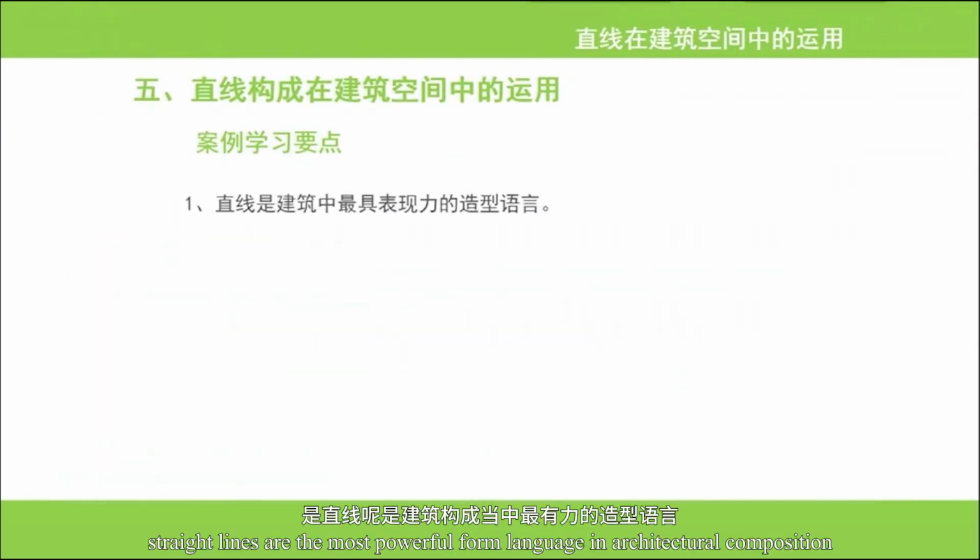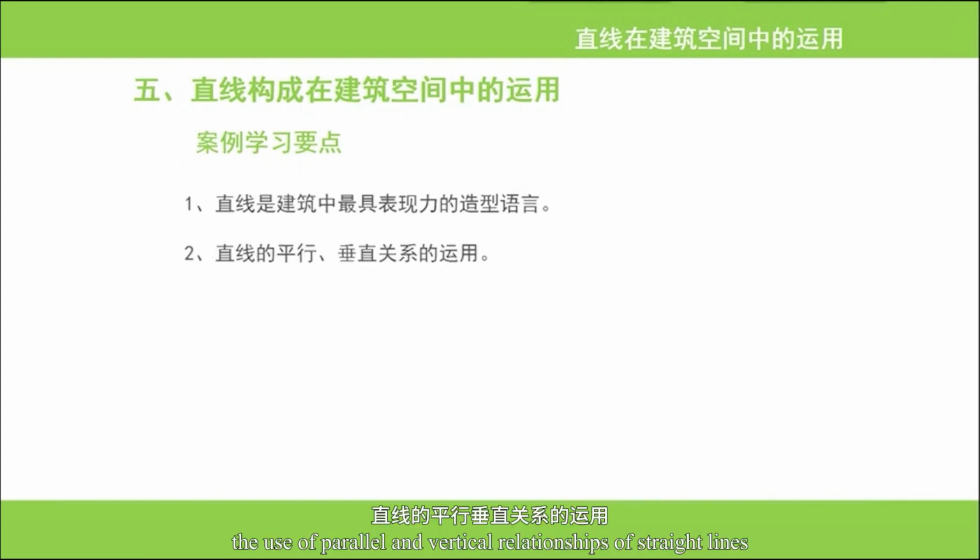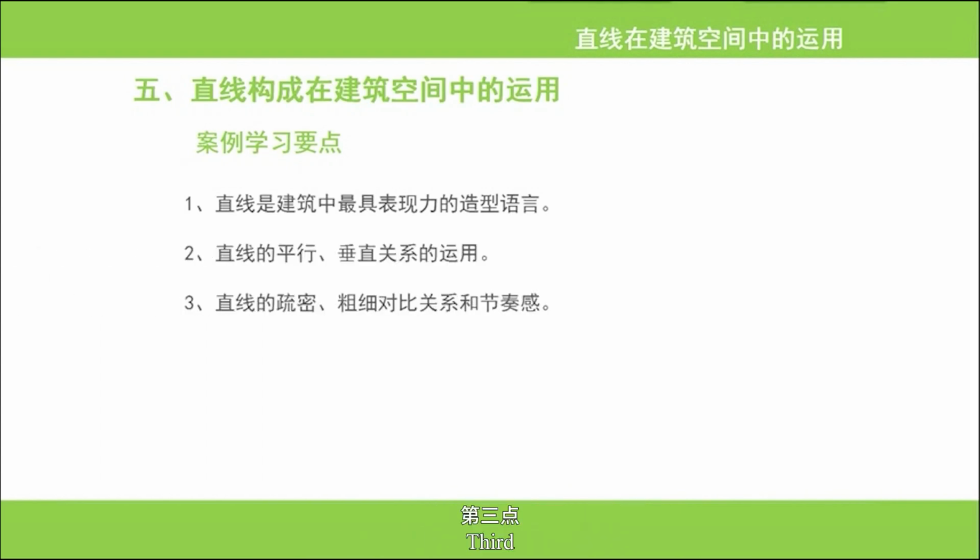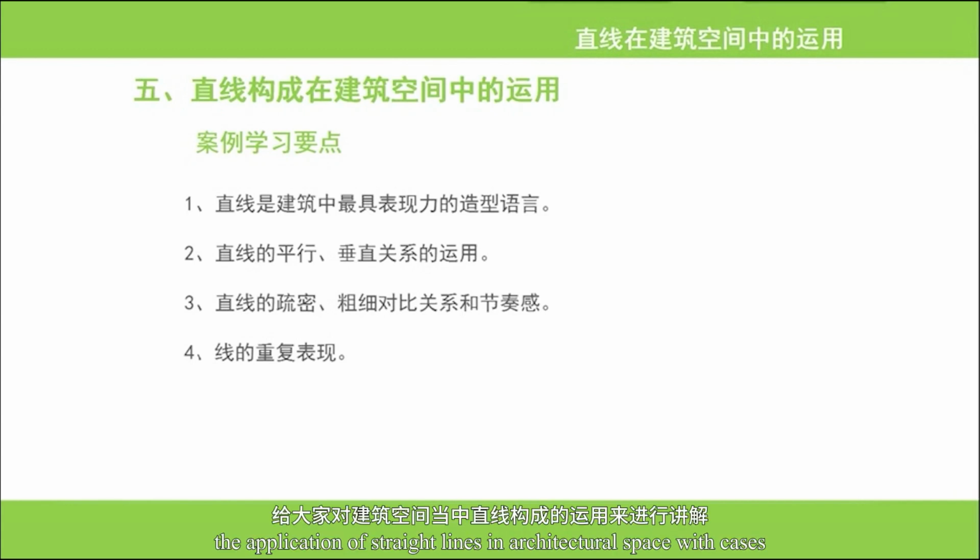First of all, straight lines are the most powerful form language in architectural composition. Second, the use of parallel and vertical relationships of straight lines. Third, the density, thickness, contrast, and rhythm of straight lines. Fourth, the repetition of lines. Next, we will learn the application of straight lines in architectural space with cases.